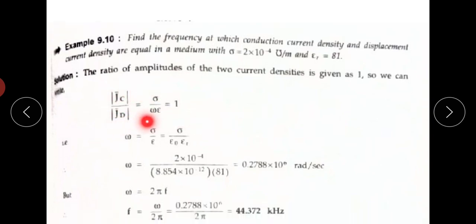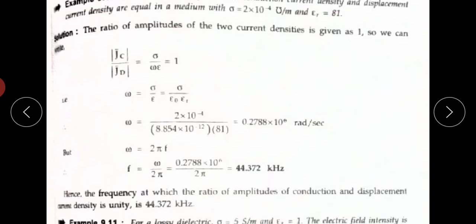Here given Jc equals Jd, so Jc by Jd equals 1. Jc by Jd equals sigma by omega epsilon, or omega equals sigma by epsilon. Given sigma equals 2 into 10 to the power of minus 4. Next, epsilon equals epsilon naught into epsilon r. Epsilon naught is a constant value, it equals 8.854 into 10 to the power of minus 12, and epsilon r equals 81. So omega equals 0.2788 into 10 to the power of 6 radians per second.